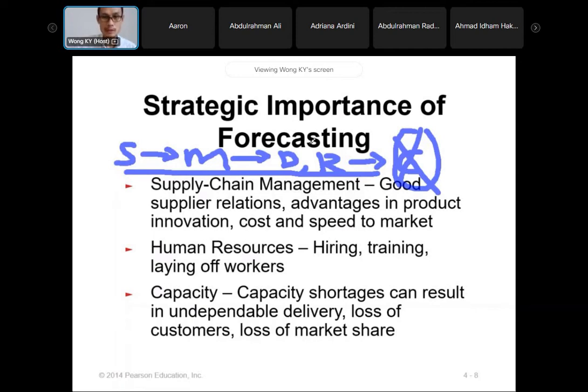And forecasting also has great importance on human resource management. If we know the customer demand accurately, then it will help human resource managers to hire the right number of employees or even lay off the unnecessary employees. And thirdly, it also has significant importance on capacity planning. We can plan our capacity accurately if we know customer demand accurately.